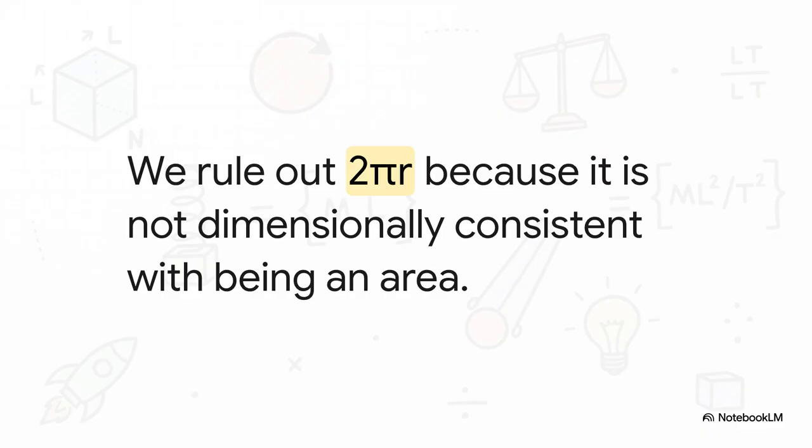So just think about what we just did. The formula 2 pi r has the dimension of length, so it has to be the circumference, right? The only formula with the dimension of area is pi r squared. We just solved our problem not with memorization, but with pure logic.